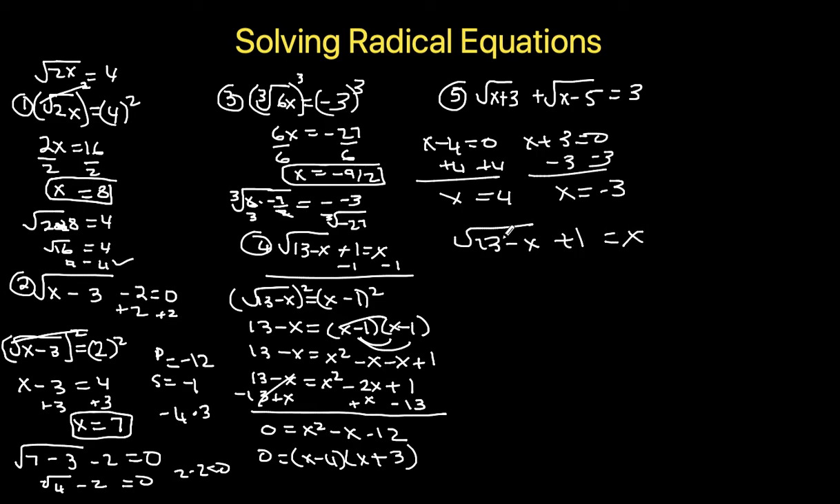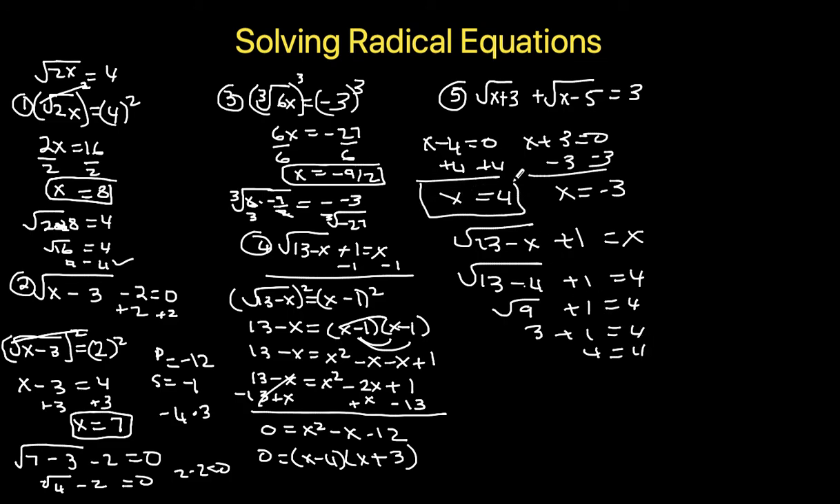That was what it was. So let's start with 4. Plug in 4. We have the square root of 13 minus 4, plus 1 equals x, which is 4. So 13 minus 4 is 9. Square root of 9 is 3, and 3 plus 1 is 4. That's great, that works. So this is one answer.